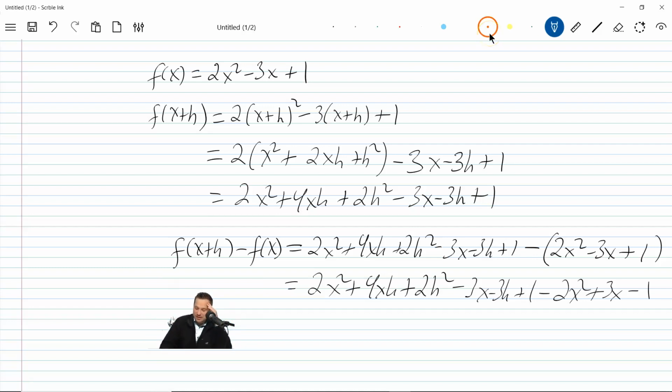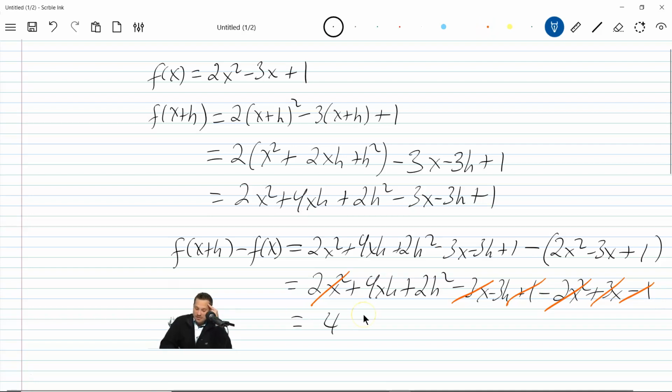So let me just cancel. At this point you cancel off any terms that you can. So for example, this will cancel with this, because as you can see we have 2x squared in this position, positive, and then negative 2x squared. So opposite sign, just cancel those off. It looks as though negative 3x and then positive 3x can be cancelled. Next one, the positive 1 and the negative 1 can be cancelled.